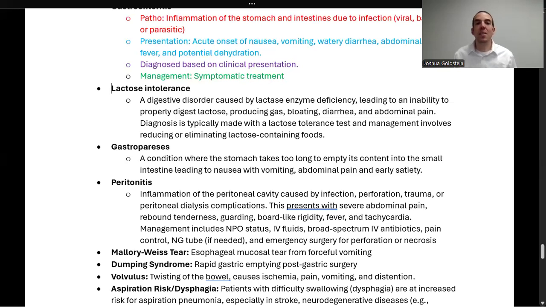Next, we have peritonitis. This is inflammation of the peritoneal cavity. The peritoneal cavity is what contains most of our GI system. This can present with severe abdominal pain and other symptoms and signs that are listed here.